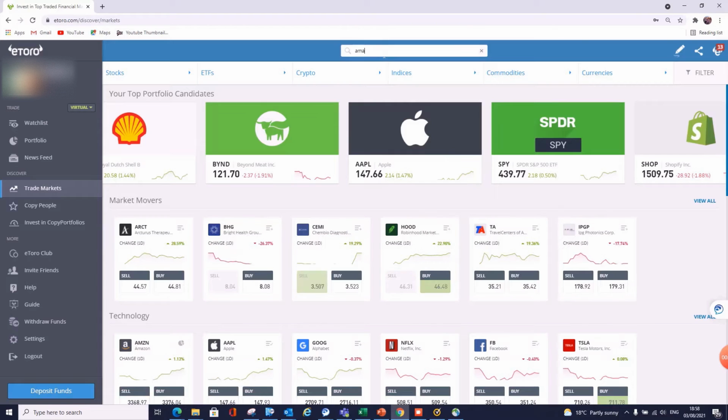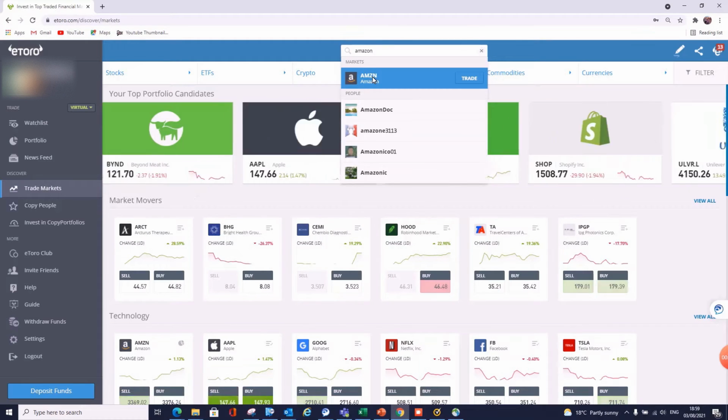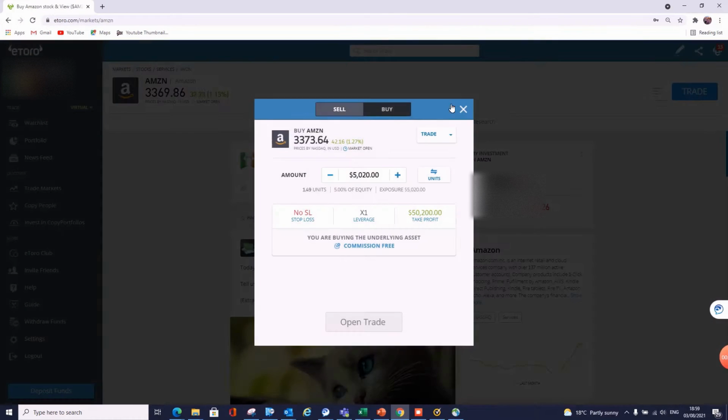Let's pick Amazon, for example. So if you know the ticker, you can put the ticker in, which is this four-letter symbol, or three in a lot of cases. Click Amazon if not. Okay, so we go in here. So what do we do? We go up to trade. Now in trade we have two options here. We can buy or long, or we can sell or short the stock. Okay, so in this example I'm just going to buy it.